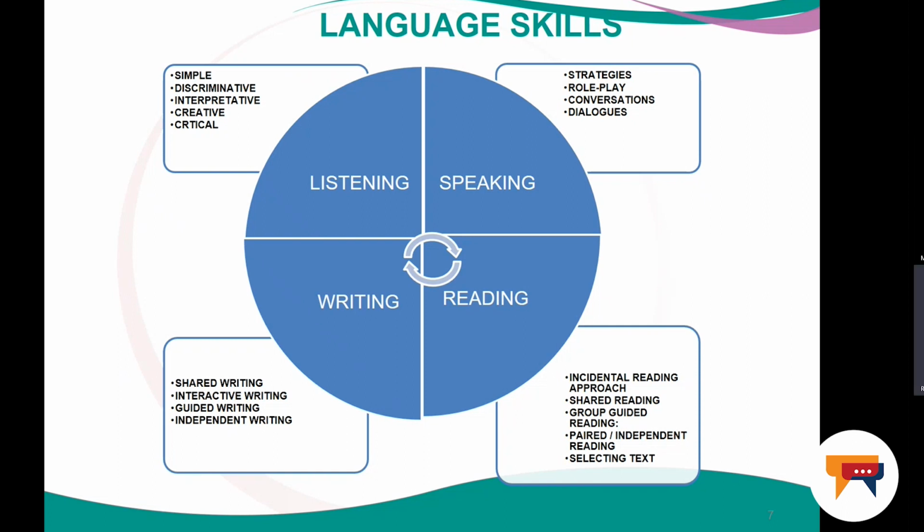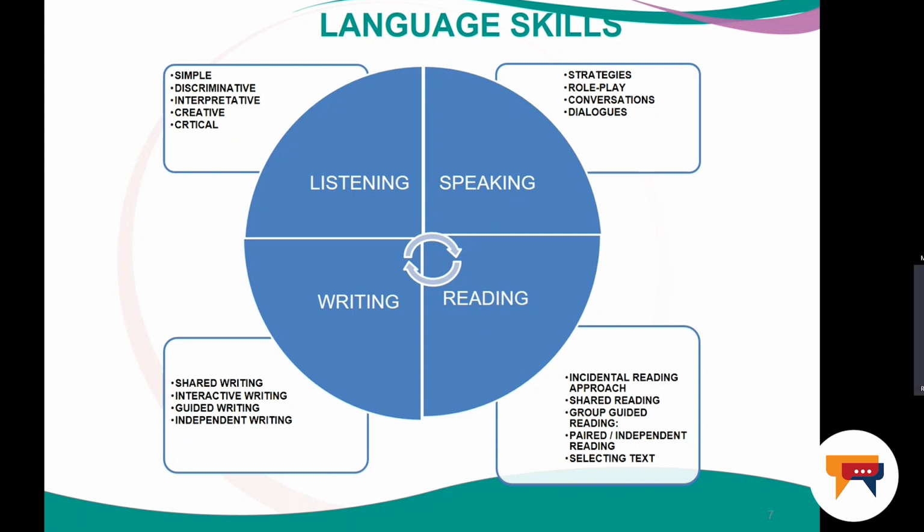Listening has to be well developed. Speaking has to be well developed. Reading has to be well developed, and writing. And we say, these are the skills that will help you to acquire the language. Now, in listening, you learned about simple listening, discriminative listening, interpretative listening, creative and critical listening. Read more about them and understand what they are.